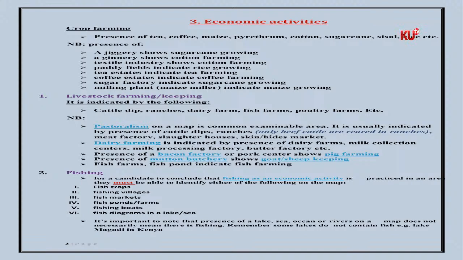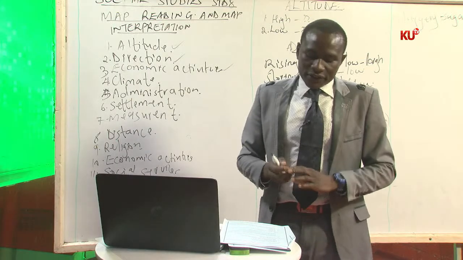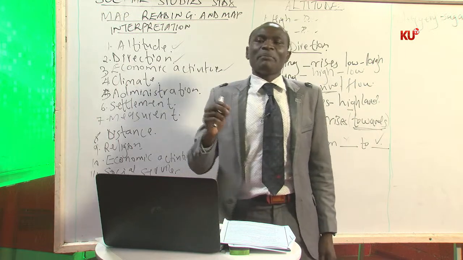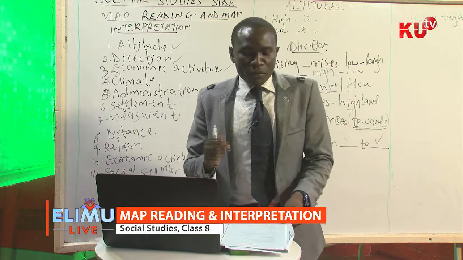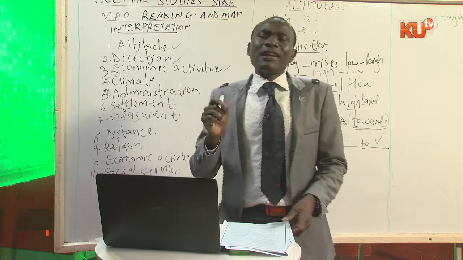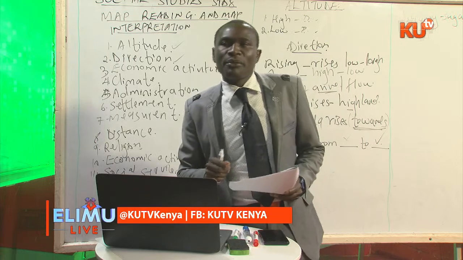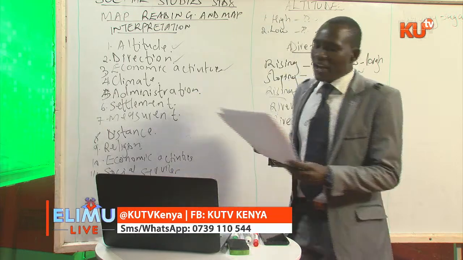Next, let us look at livestock farming. On map work, livestock farming is indicated by cattle dips, cattle ranches, dairy farms, and also poultry farms. On livestock, there are really three: pastoral farming, dairy farming, and beef farming. So on map work, pastoralism on a map is indicated by one.